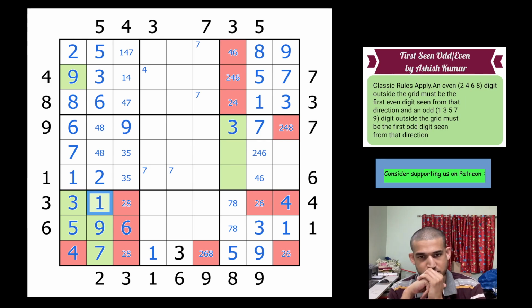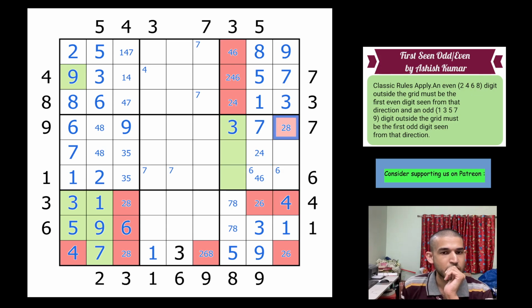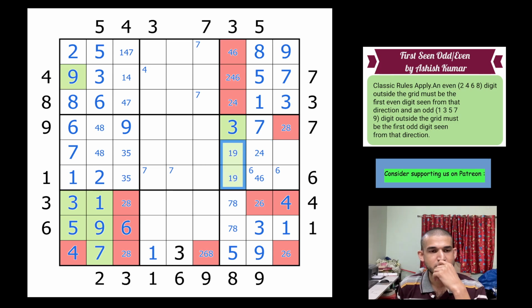What next? Okay, because this is even, 6 is forced in one of these two cells. That's not a 6, that's a 2, 4, and 4 is not here. 2, 8. This is a 1, 9 for the column. And 1 is here, so which means this is 1, that is 9.